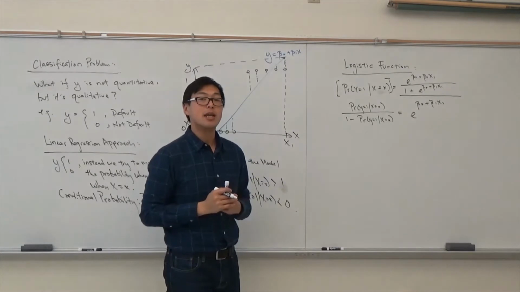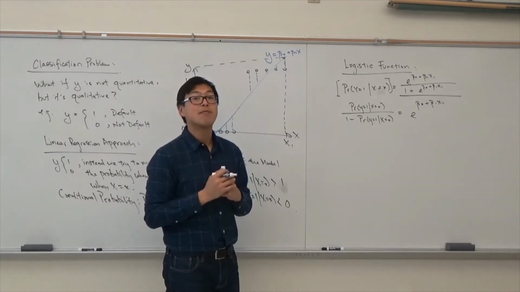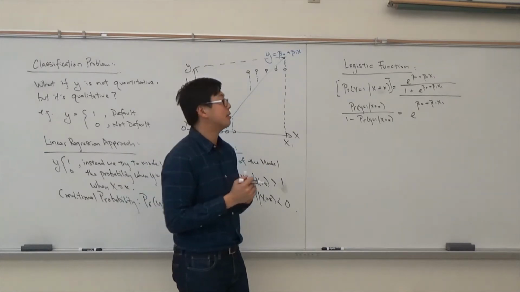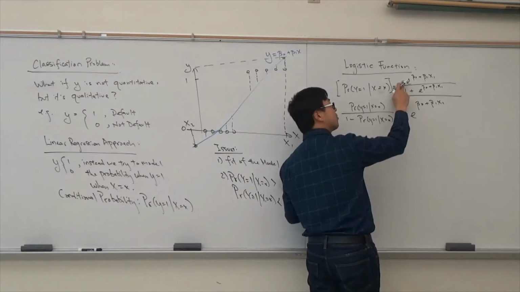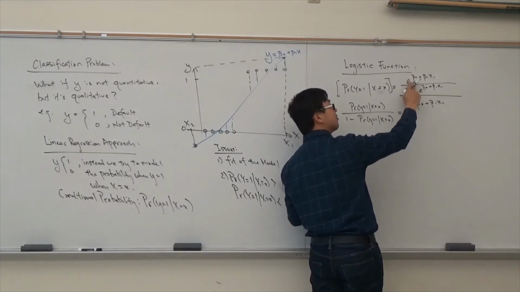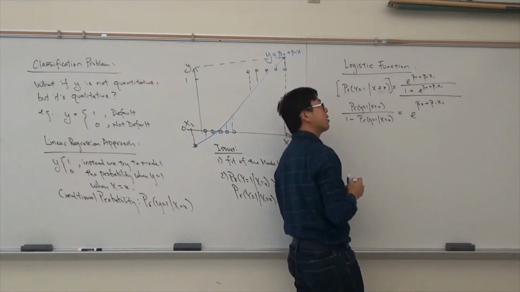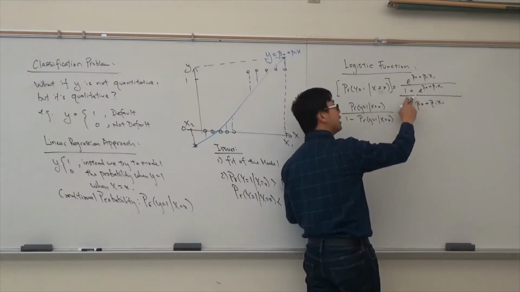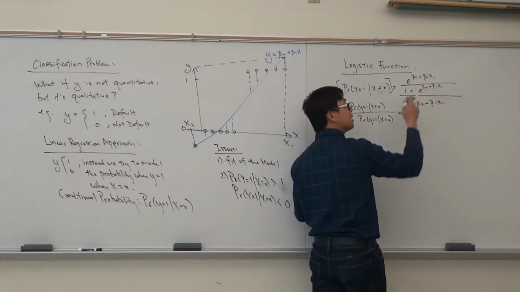And as you can see, the form of this function looks a little bit complicated, but it has some very interesting elements here. The function tells us the probability can be calculated with the base of e to the power of beta 0 plus beta 1 times x1, divided by 1 plus the e base to the power of beta 0 plus beta 1 times x1.